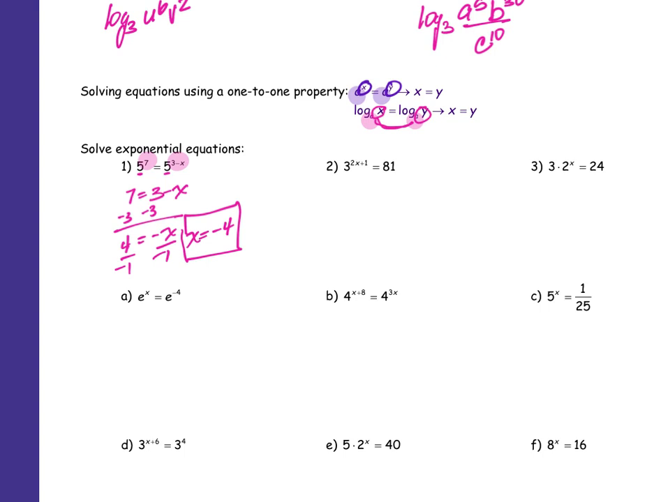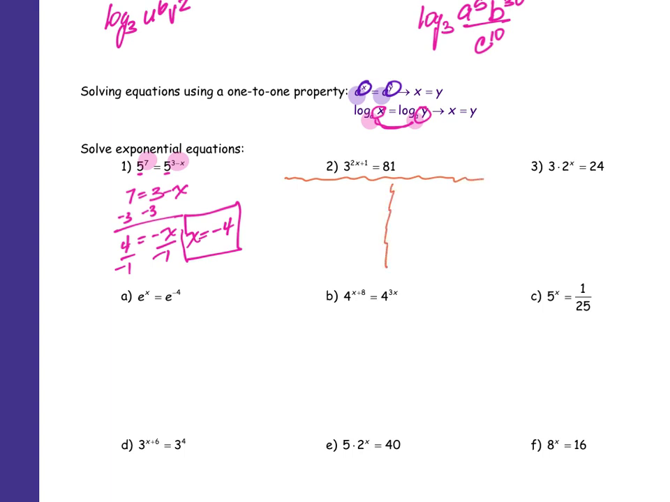So on number 2, I can make my bases the same because I can change 81. I think I'm going to do it 2 different ways and show you both ways, and then you can decide which way you like better. How's that? Okay, so we're going to do this 2 different ways.